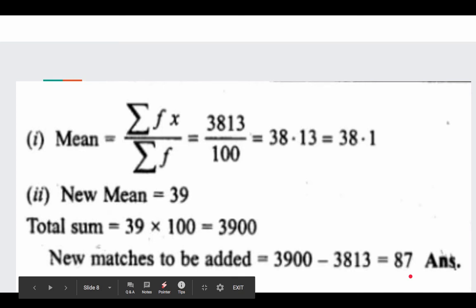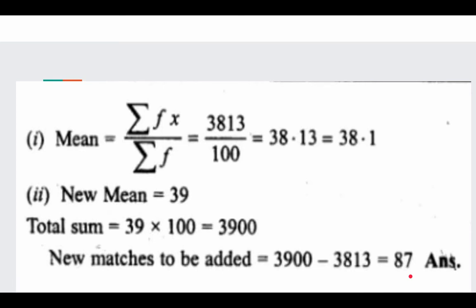New matchboxes to be added so that the mean comes out 39. New mean is given, 39. Number of observations still the same, 100. So multiply it so that we get the sum of all frequency, that is 39 into 100, 3900. Clear, students?